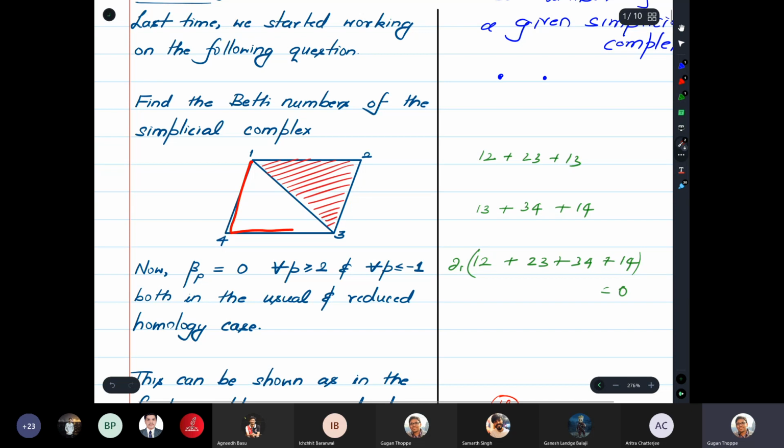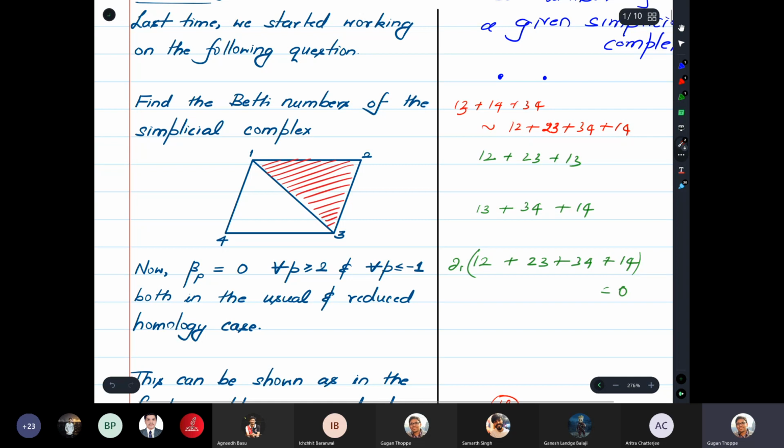Thereafter, this one chain and this one chain are now equivalent. So what I'm saying is 12 plus 13 plus 14 plus 34 is equivalent to 12 plus 23 plus 34 plus 14. Maybe I'll draw it slowly. So this is the first one chain, and the other one chain is the one surrounding the whole figure. Those two one chains are now equivalent.